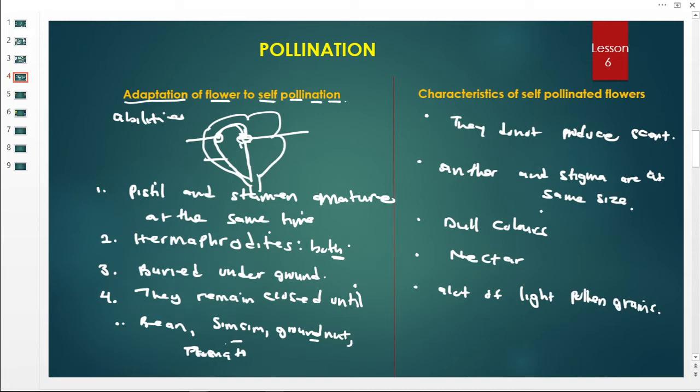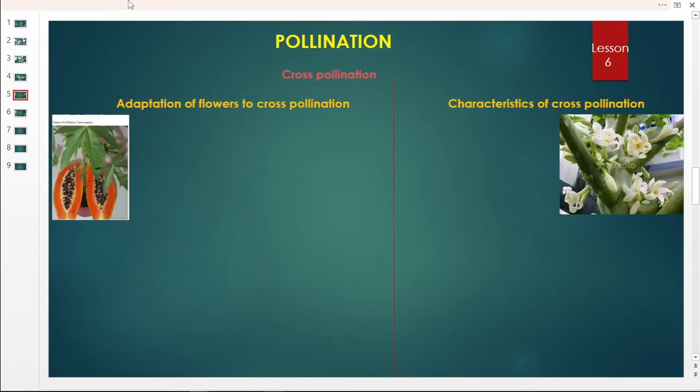So here I want you to get the difference between the characteristics and the adaptations. Adaptations are the abilities, while characteristics are how they appear. Okay, now let us move on and look at cross-pollination. These flowers have the things that make these plants have cross-pollination. Remember we said cross-pollination is the transfer of pollen grains from the anthers of one flower to the stigma of another flower, but of the same kind.